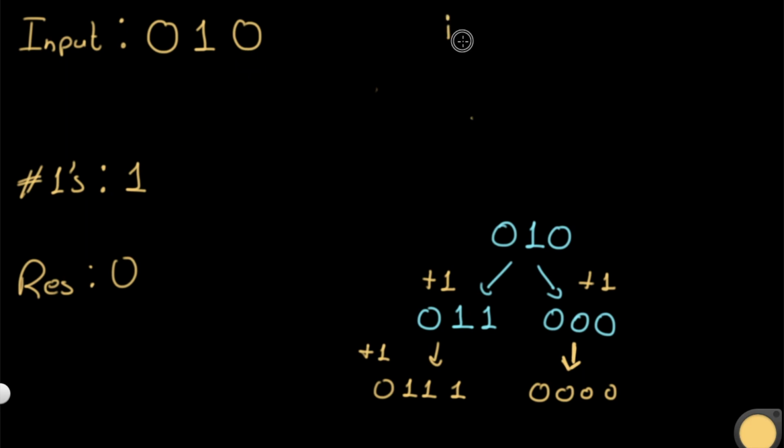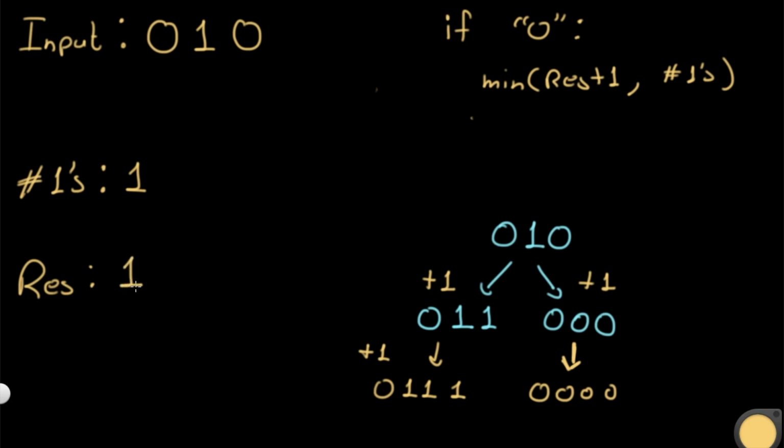Okay, so essentially, if I have a 0, my condition is simple. I choose the minimum between taking the 0 and making it a 1, or choosing the number of ones, which is the same as making sure that everything before it, all the ones, have become zeros. So in this case, which one is lesser? Well, they're both the same. So in that case, the result is now going to be 1.